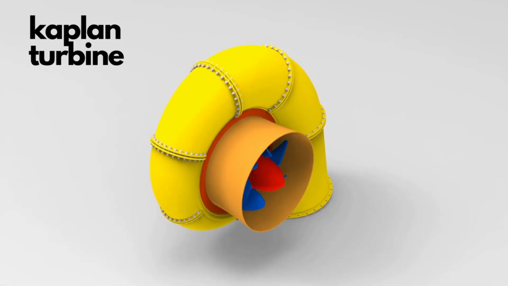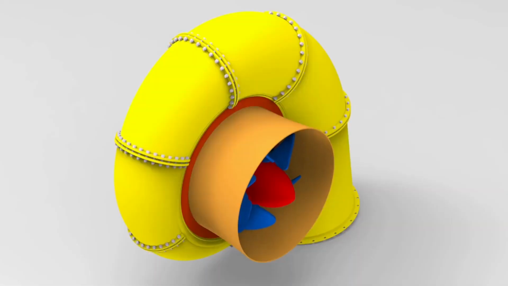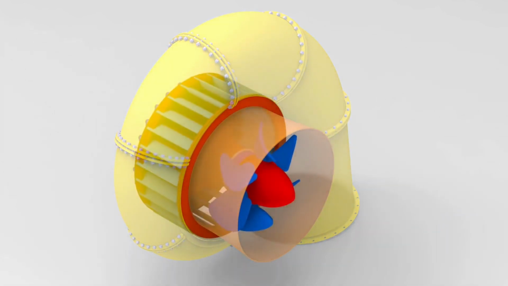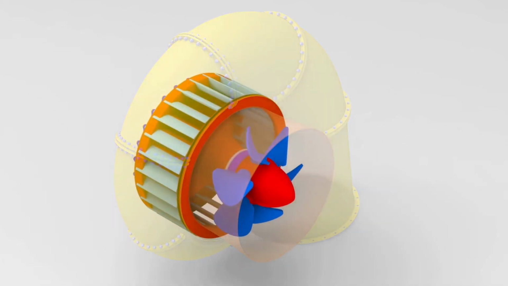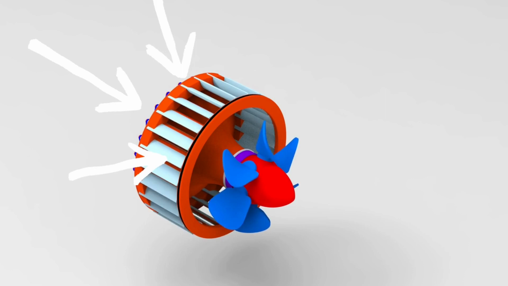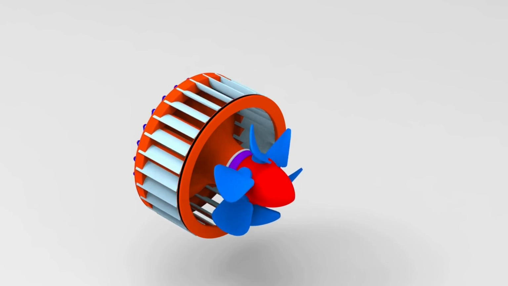Kaplan turbine. The Kaplan turbine is an inward flow reaction turbine, which means that the working fluid changes pressure as it moves through the turbine and gives up its energy. Water enters the turbine laterally, is deflected by the guide vanes, and flows axially through the propeller.